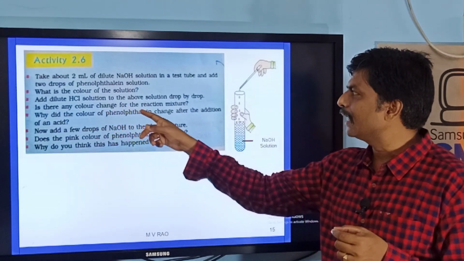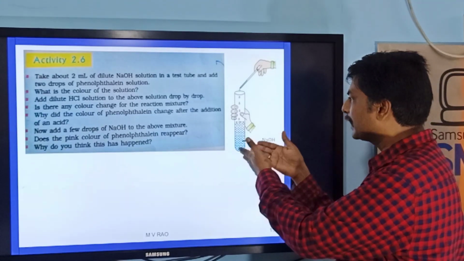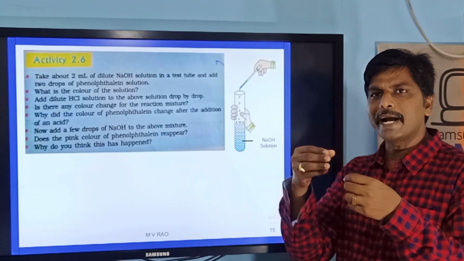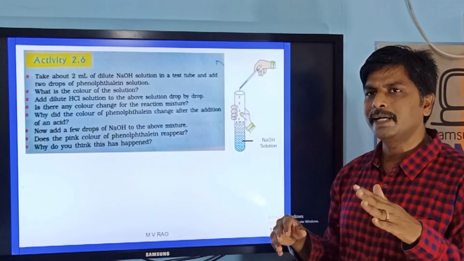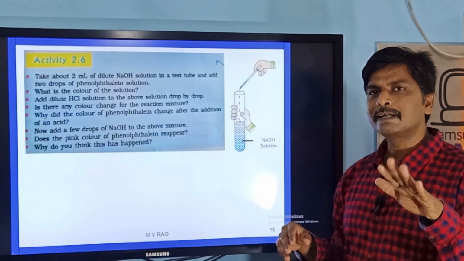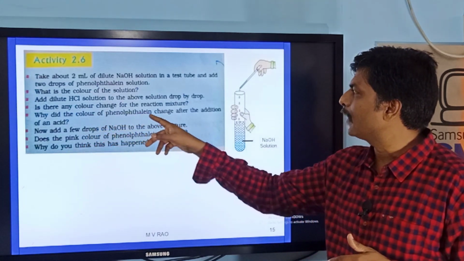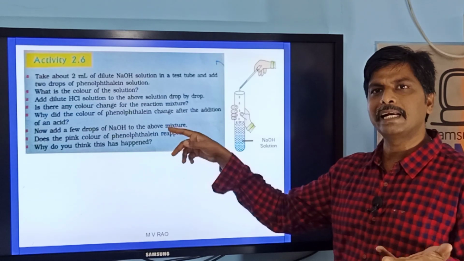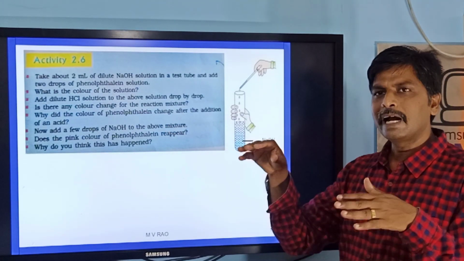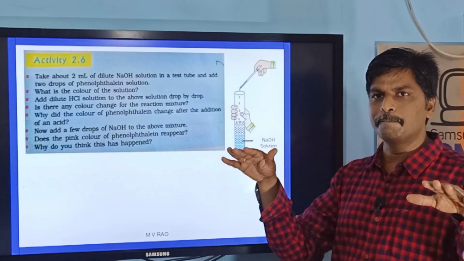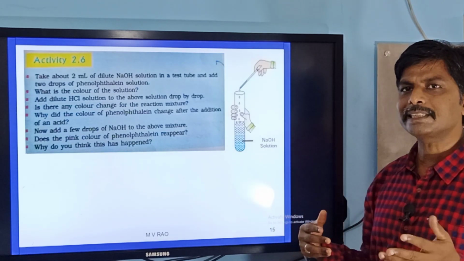Is there any color change for the reaction mixture? Before adding HCl the color is pink. Now, adding HCl slowly, you will observe that at one point the pink color turns colorless. Why did the color of phenolphthalein change? After adding HCl, NaOH reacts with HCl, neutralization is completed, and the solution turns acidic. In acidic medium, phenolphthalein is colorless.